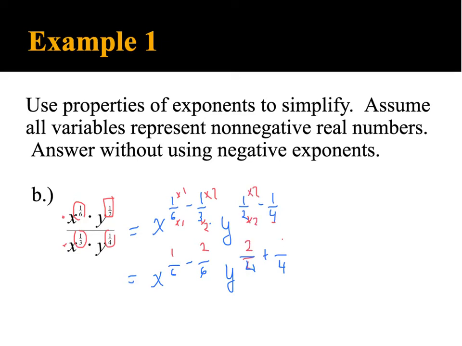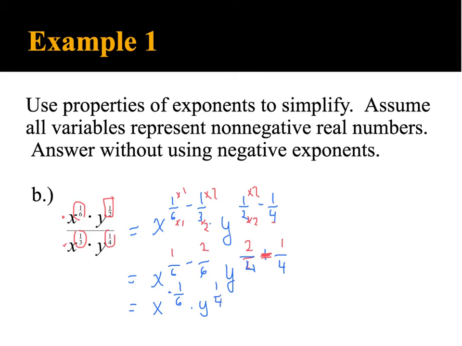I don't really have to change that one. And now we just go ahead and do the math. So here we get x to the 1 minus 2, which is negative 1/6, times y, 2 plus, oh, I wrote a plus, sorry, this is supposed to be a minus right here. Sorry, that's a mistake. 2 minus 1 is 1, so it's to the 1/4.